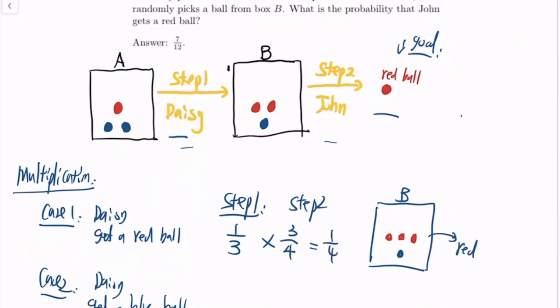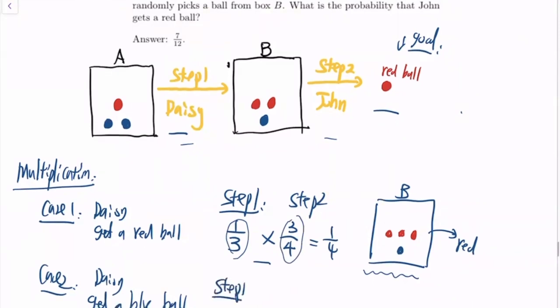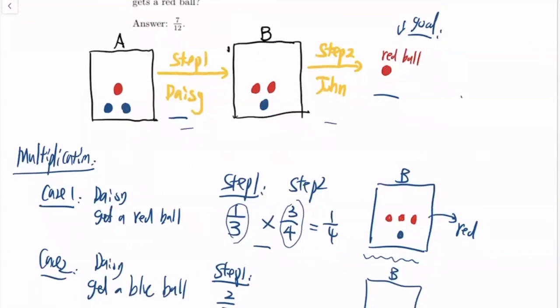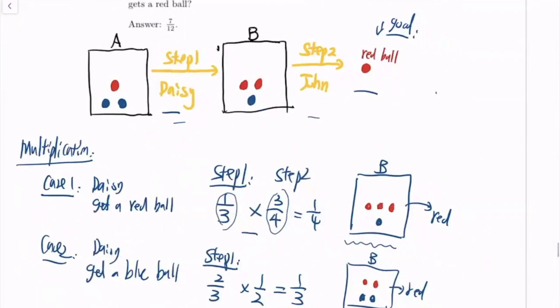So for case one, by the multiplication principle, we multiply together. Step one is 1/3, and based on step one, we get 3 red balls and 1 blue ball, and the chance to get a red ball is 3/4, so it's 1/4. Now let's look at case two. Step one, Daisy gets a blue ball, which is 2/3. If she got a blue ball, then the scenario for step two will be two red balls and two blue balls. If you want to get a red ball, the probability is just 1/2. Then the chance is 1/3 for the second one.